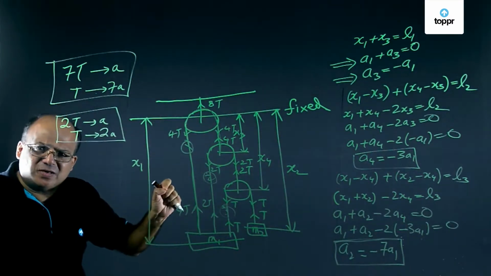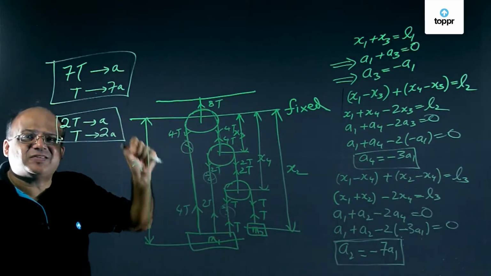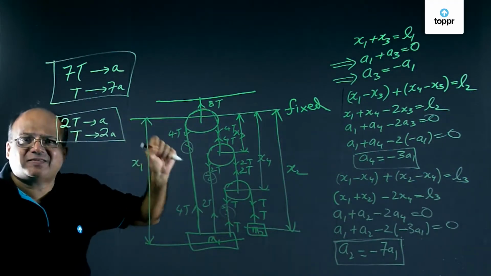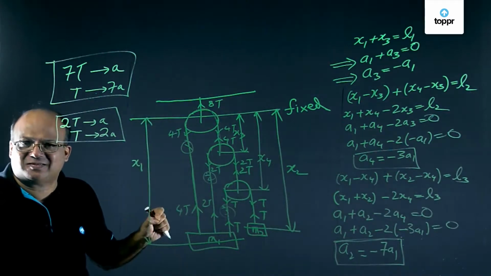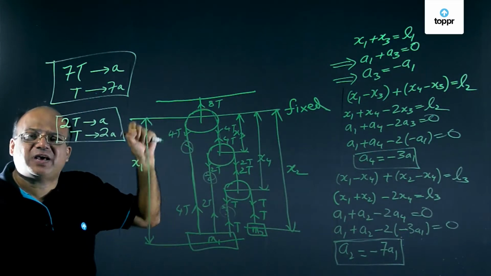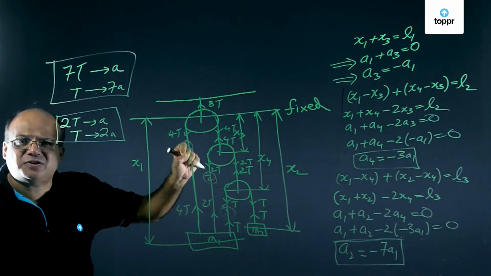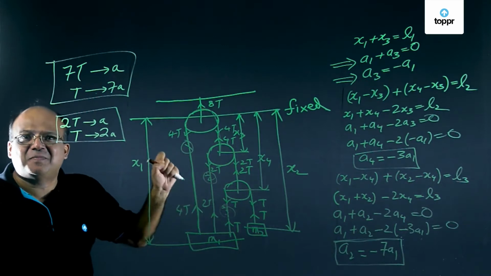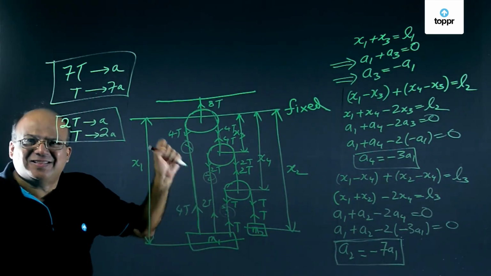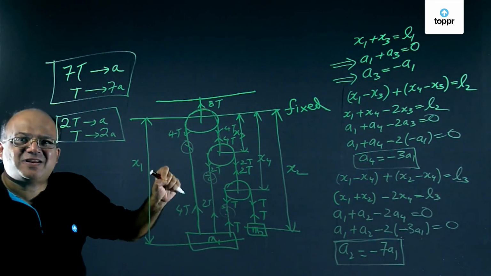So we have learned how we can get the relationship between accelerations of various objects connected by strings. Same concept is valid for finding the relationship between velocities of various objects connected by strings. This is called constraint equations.